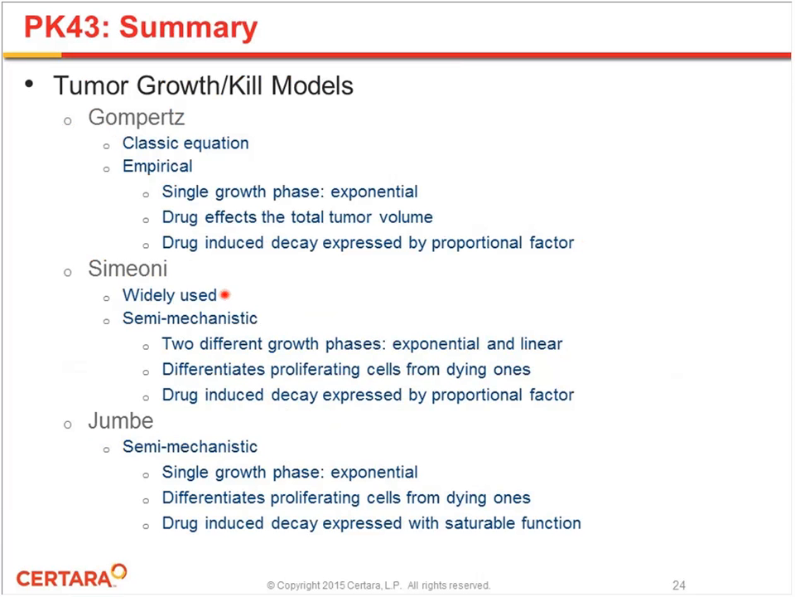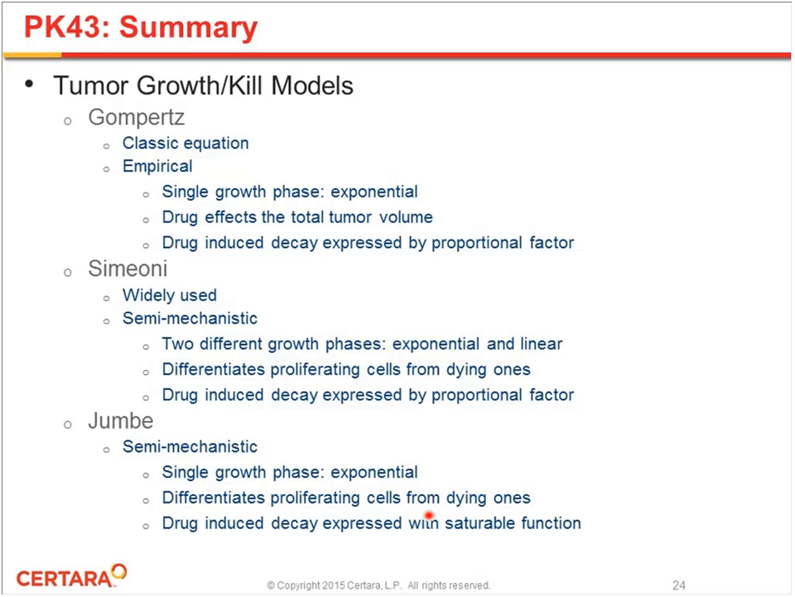The Simeoni model is a very widely used model in the preclinical stage. It's semi-mechanistic, so it differentiates between two different growth phases, exponential and linear. It also differentiates proliferating cells from dying ones, and drug-induced decay is also expressed by a proportional factor. Finally, the Jumbe model is also semi-mechanistic, similar to Simeoni, because it distinguishes between the two different cell populations. It expresses the growth phase with a single exponential growth, and it uses a separable function, an Emax model, for the drug-induced decay.